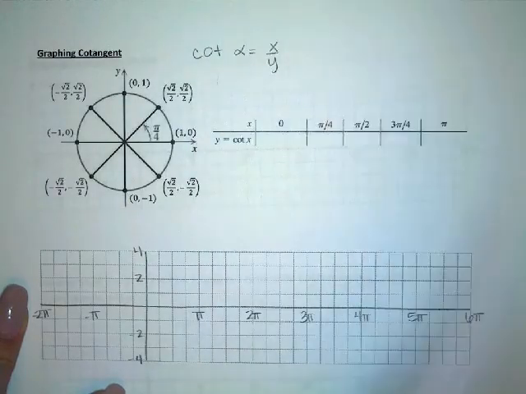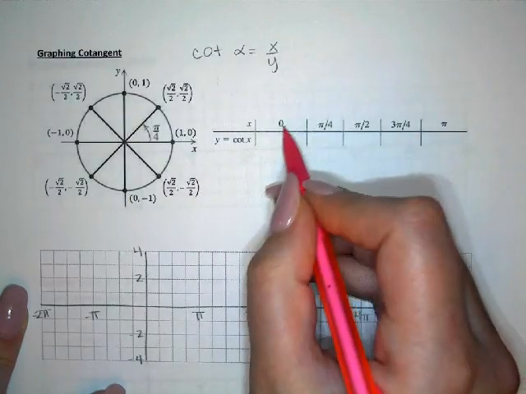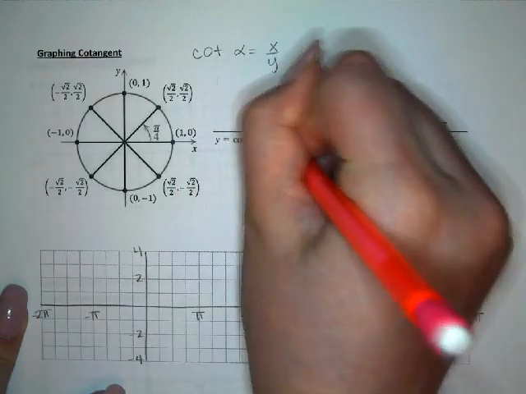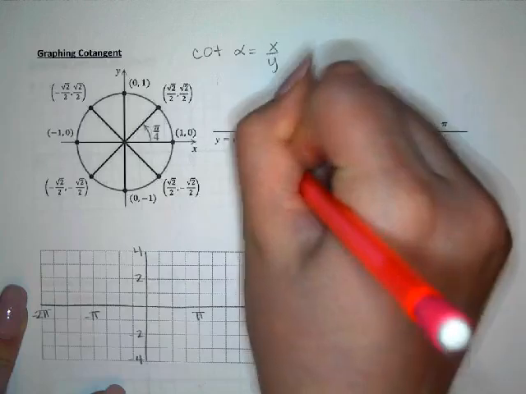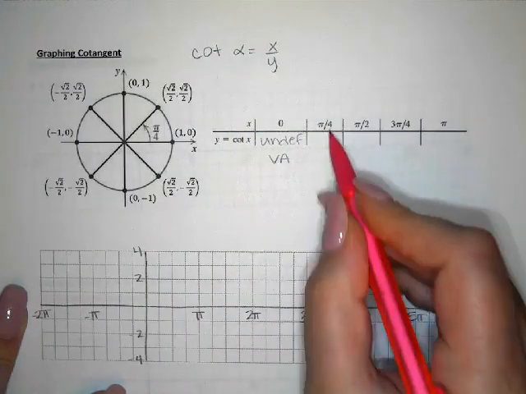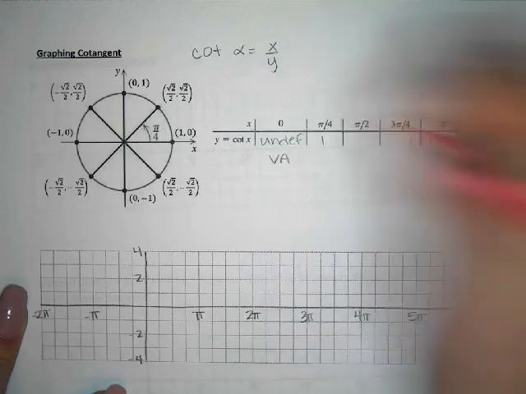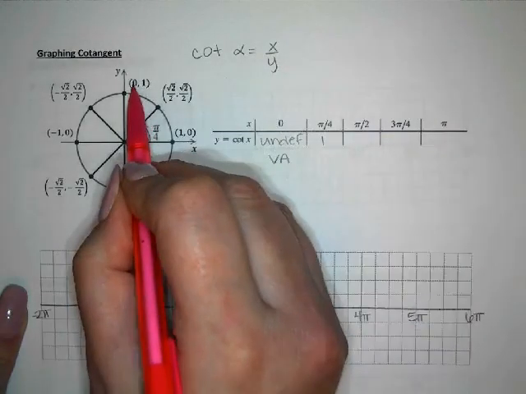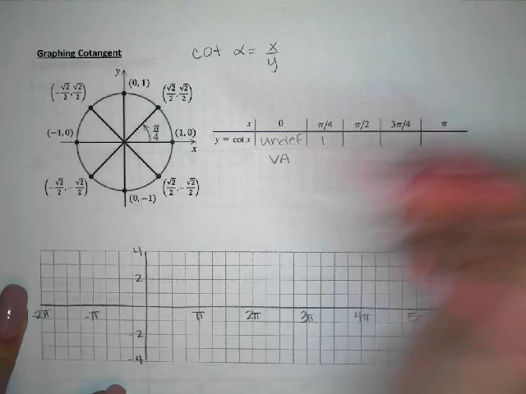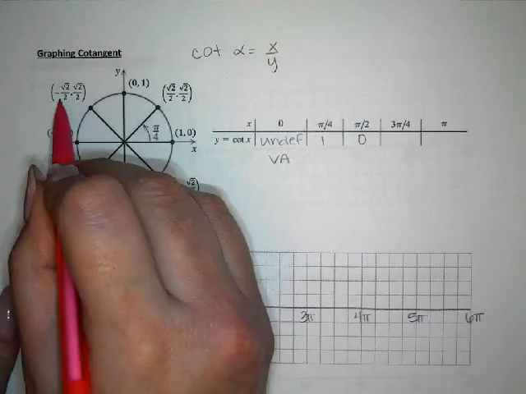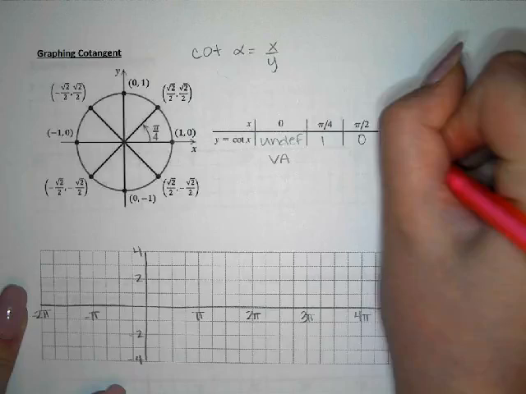So there's our vertical asymptote. Pi fourths, x divided by y is 1. Pi halves, x divided by y is 0. 3 pi fourths, x divided by y is negative 1. And at pi, x divided by y is undefined. So there's our second vertical asymptote.